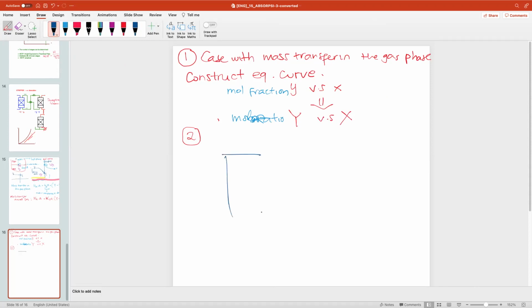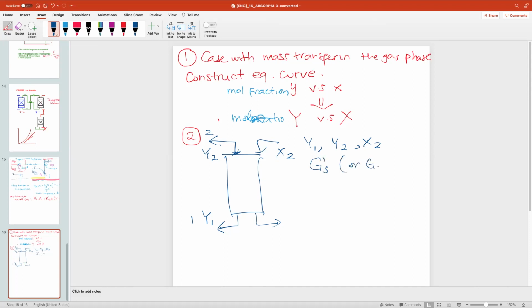Find the operating line. Usually at the bottom we call it position 1, and at the top position 2. So this is Y1, this is Y2. We should know Y1, we should know Y2, and we also know X2, because it is the solvent from the desorption. Then what else? We should know G_S dash, or G, it depends. We have to convert all of this to G_S.